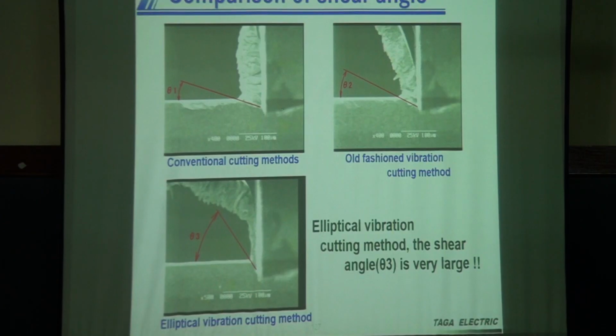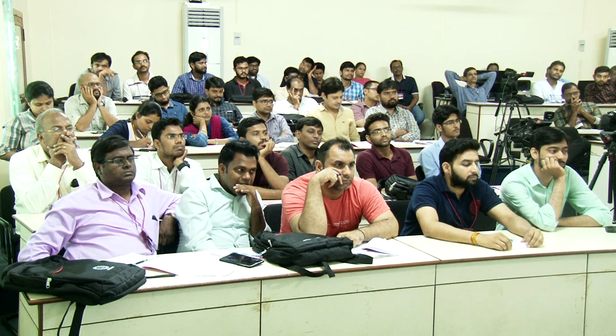If you look at the analysis of the chip, in conventional cutting, chip thickness is constant. In the old-fashioned vibration cutting mechanism, chip thickness is constant. Then if you go to elliptical vibration cutting, you see the chip thickness has changed and becomes much thinner. In elliptical vibration cutting, the shear angle is very large, and chip thickness is very, very small.